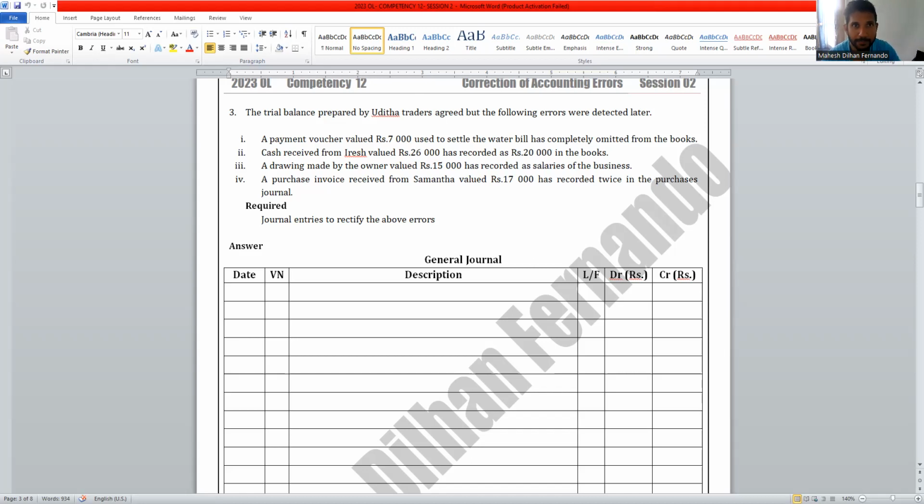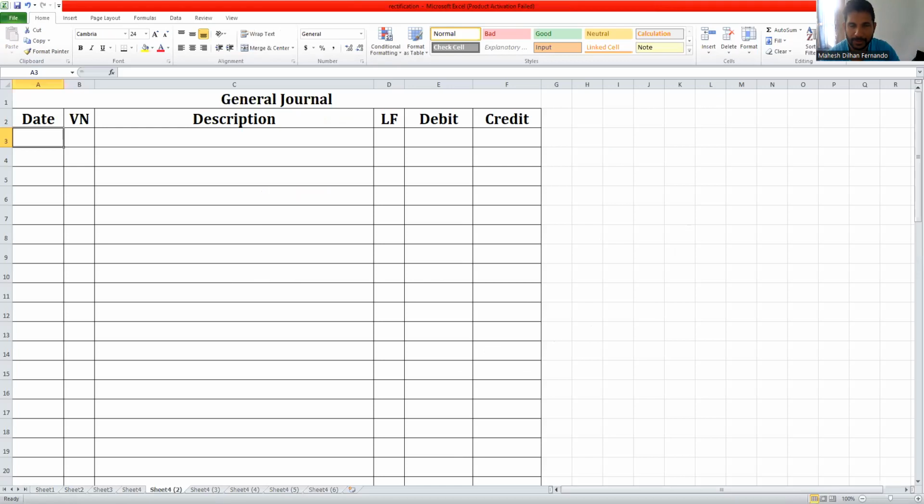Let me share the answers format. Read it very carefully. A payment voucher of 7,000 used to settle the water bill has been completely omitted from the books. It means no entry is in the water bill account and no entry is in the cash book. Therefore, we have to rectify error number 1 like this.